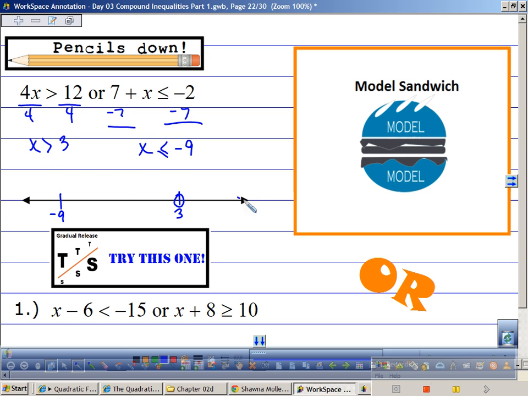It's greater than, so that means it's going in this direction. X is less than or equal to negative 9. Would that be an open circle or a closed circle? Closed. And which direction would I go in? Left.